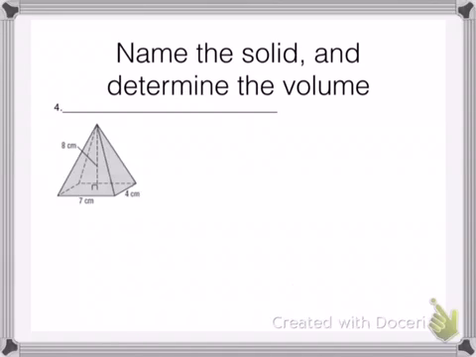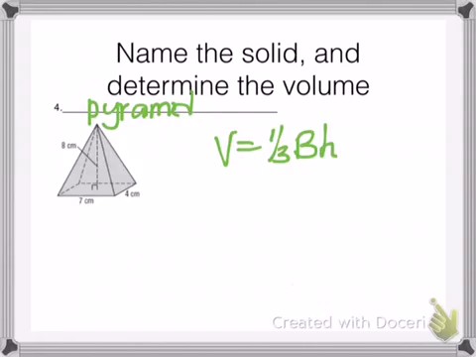Next example. Name the solid and determine the volume. This is an example of a pyramid. So the formula that we're going to use for a pyramid is volume equals 1/3 times the area of the base times the height. So the first thing I need to substitute in is the area of the base. This base is a rectangle. And the area of a rectangle is area equals base times height.